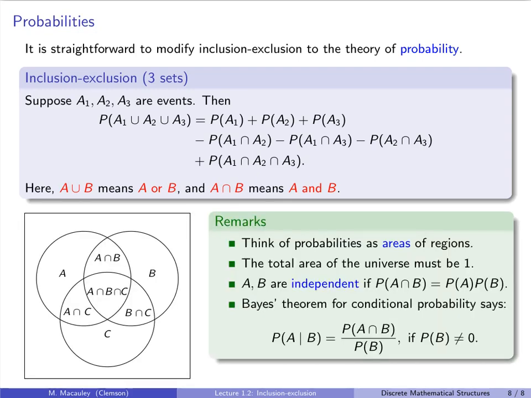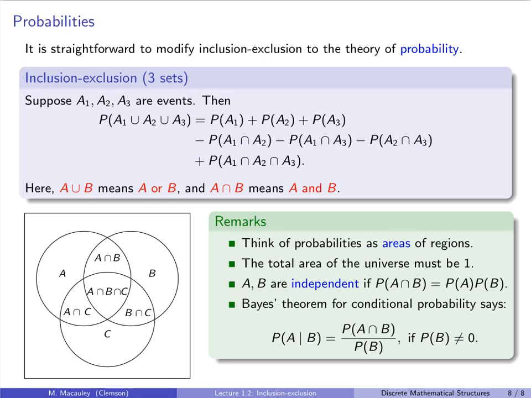Here's a picture to go along with this. Think of probabilities as areas of regions. The total area of the universe, which is represented by this box, must be equal to 1. Think of it like this: if you add up all possible disjoint events, like flipping a coin, the probability of a heads plus the probability of tails is 1. If you roll a 6-sided fair die, the probability of getting a 1 plus the probability of getting a 2 and so forth adds up to 1.